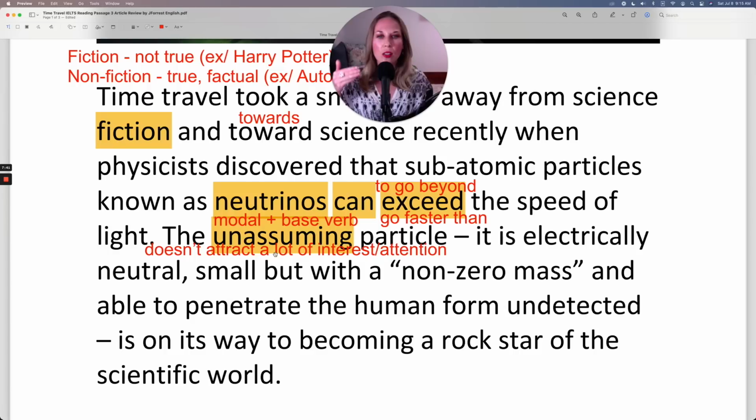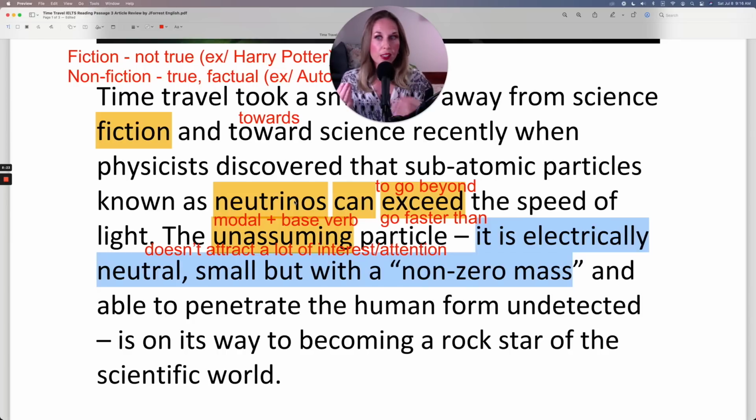They don't attract a lot of attention or interest, likely because they're just very small. They're not considered something that's very important in science. The unassuming particle, it is electrically neutral, small, but with a non-zero mass. So this is simply giving us more information about what this particle is because the average person does not know what a neutrino is. A physicist knows what this is, but the average person does not. So this is giving us more information on this particle.